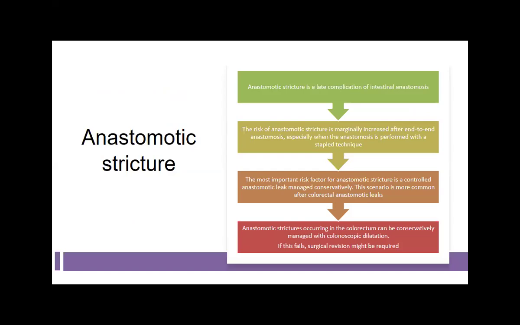Usually, if there is a minor stenosis that you can pass the endoscope through, it's dilatable with a balloon until you reach enough size, and you can close the stoma or continue with that. If it's very tight, you may need to take down the anastomosis and redo it again.